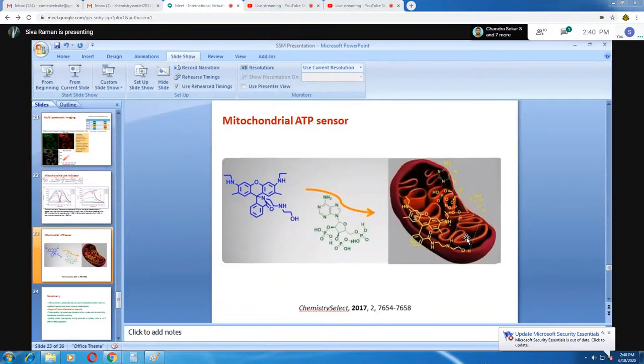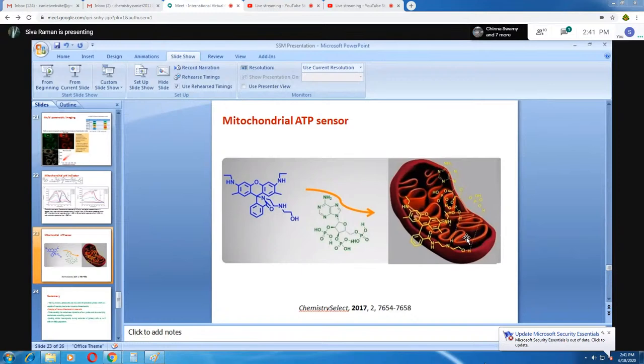Then, finally, the mitochondrial ATP sensor. We designed this one and it was published in 2017. It is a very simple molecule, which I synthesized a long time back, in 2012. We studied this one in 2016 and it was published in 2017. It is rhodamine based. Initially the molecule is colorless in nature. Once ATP is added, it becomes very deep red in color, and the red fluorescence increases. It is nothing but the opening of the rhodamine spirolactam, facilitated by ATP binding.